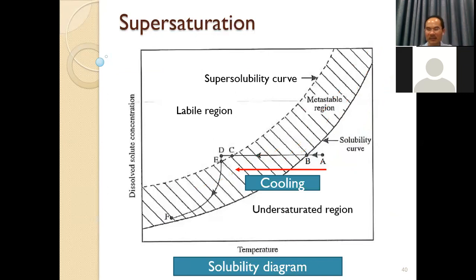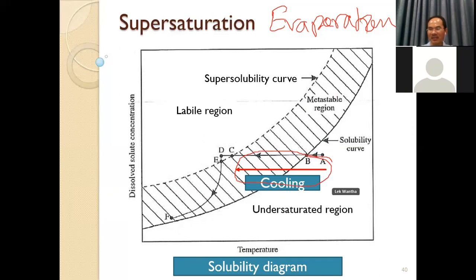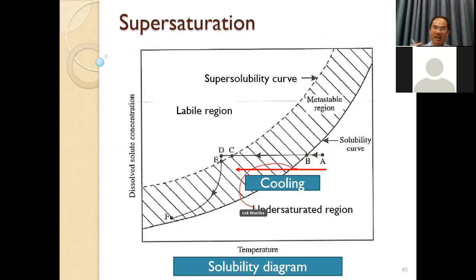Okay, another technique for crystallization we call evaporation. What is it? It increases the concentration by evaporating the solvent. For the cooling case, we do not increase the concentration. We only reduce the temperature. That's why we change from undersaturated to saturated to supersaturated. We generate the supersaturation by cooling. But for evaporation, we generate the supersaturation by evaporation.